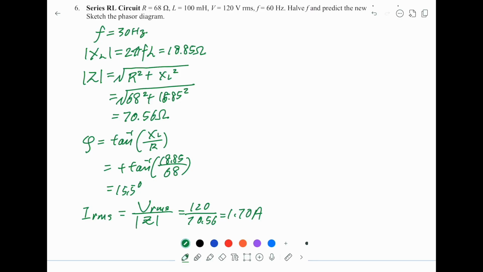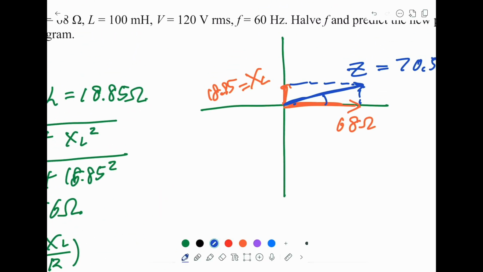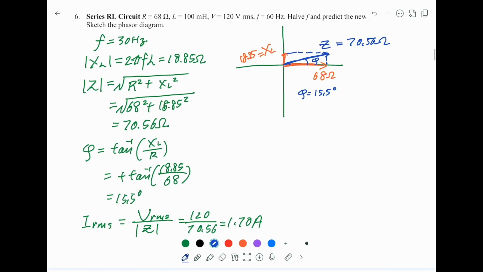So what I mean is, now similarly, the R is along the horizontal axis, which is 68 ohm, but this time the XL, the inductive reactance, is only equal to 18.85, and we can say here the complex impedance, the vector sum of these two, Z is equal to 17.56 ohm, and the angle here, phi, is equal to 15.5 degree.